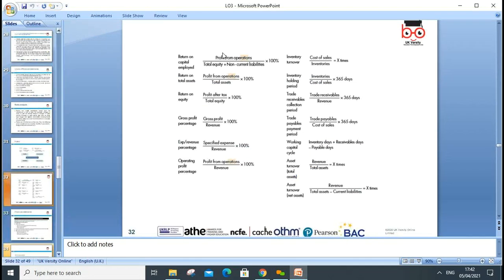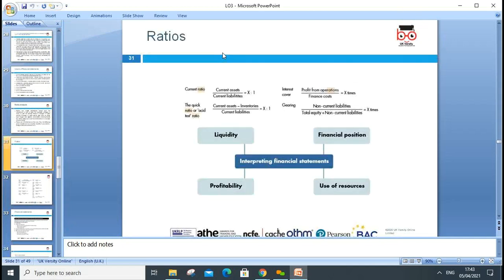Okay, so these are all the formulas. Yes, if you can give me an example of a liquidity ratio.